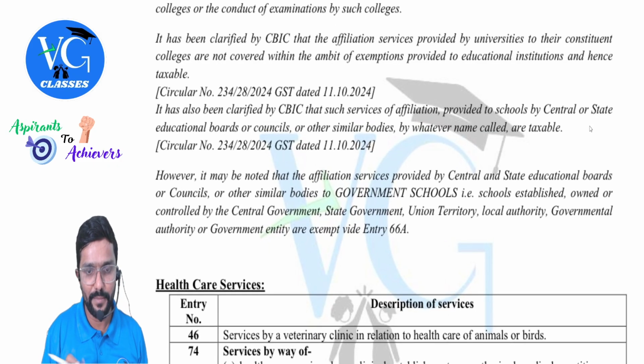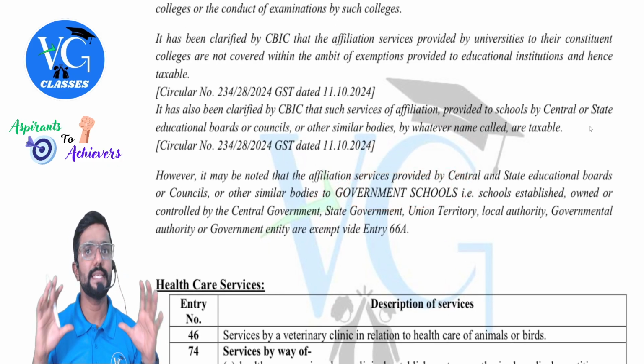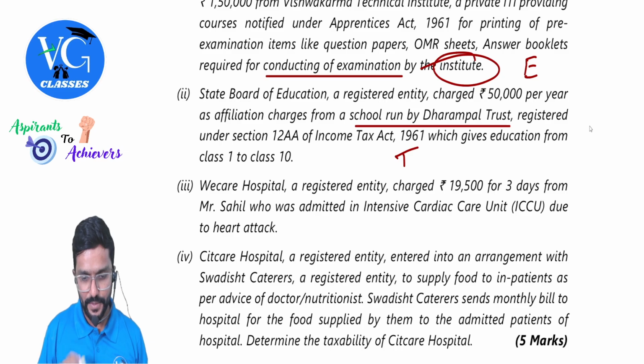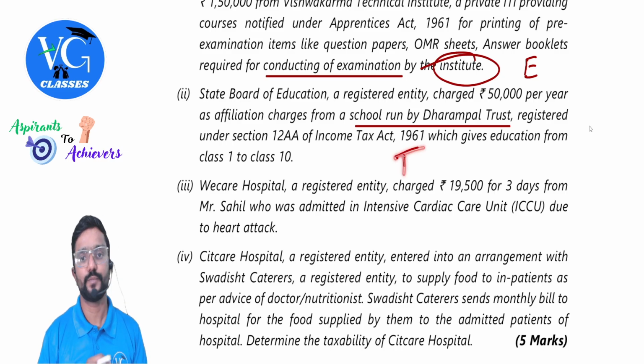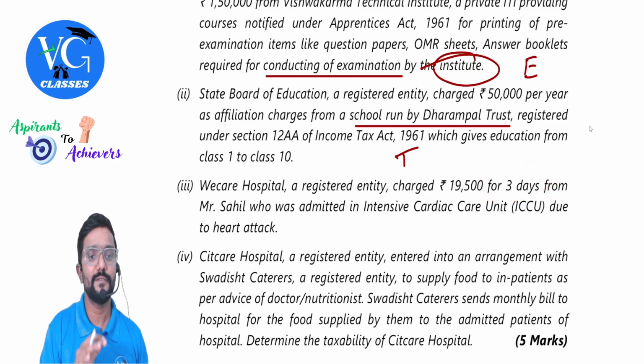Here it is. I have mentioned here. Only if affiliation services is provided to government schools, it is exempt. Okay, sir. That means here it is taxable. Here it is taxable.